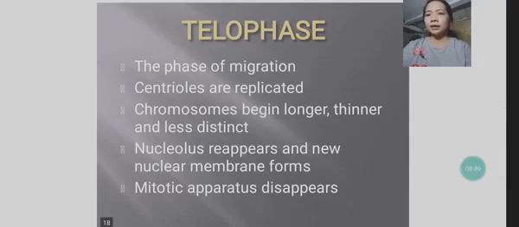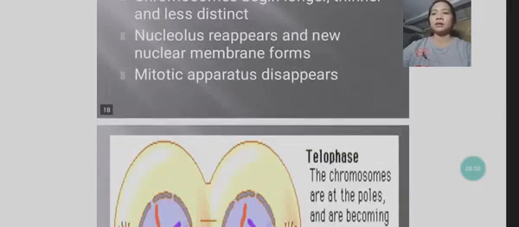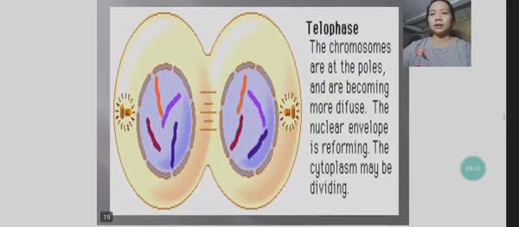Okay, next is the telophase. The telophase, the phase of migration. Centrioles are replicated. Chromosomes begin to become longer, thinner, and distinct. The nucleolus reappears and a new nuclear membrane forms. The mitotic apparatus disappears. Okay, here is an image of how the telophase occurs.